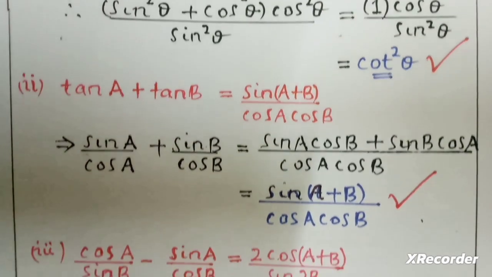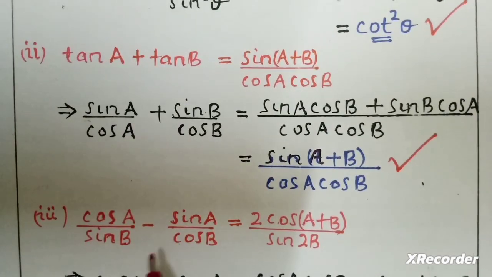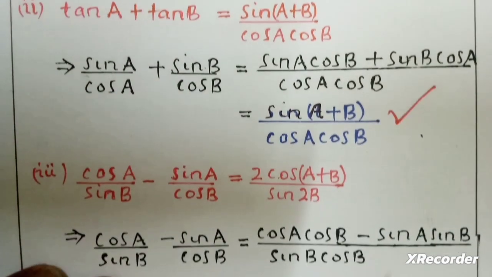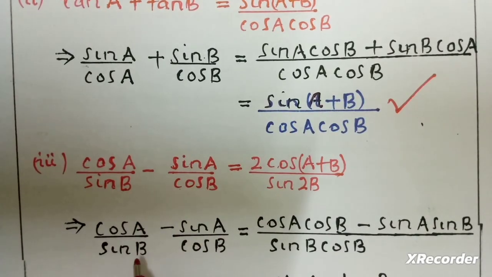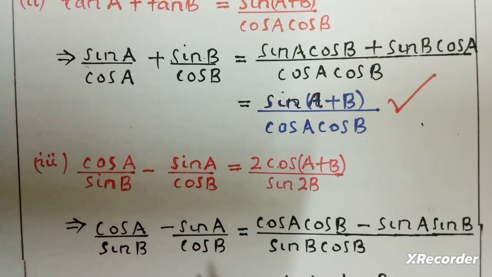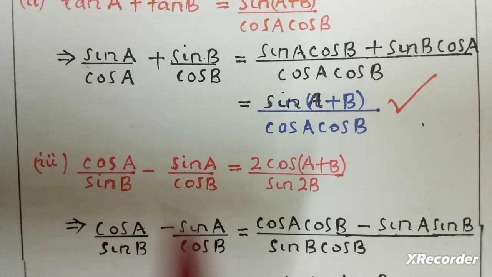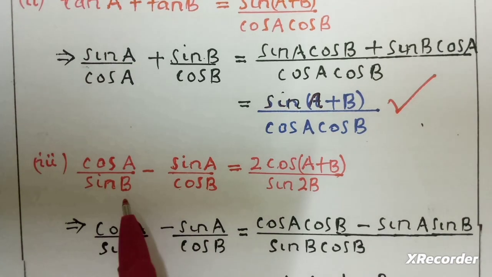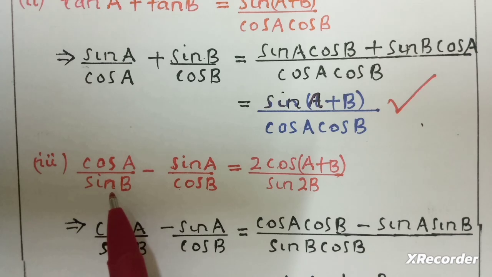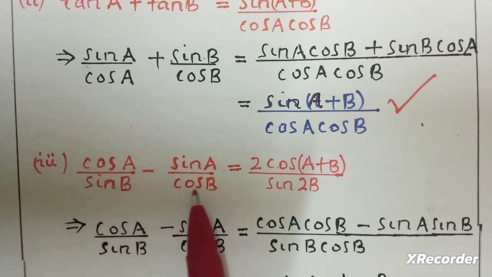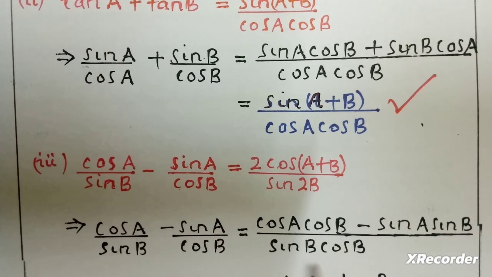We go to the third. We have cos A all over sine B minus sine A all over cos B, which gives us that. So let's see what we will do. The first thing, guys, is that we look for the LCM of cos A over sine B minus sine A over cos B. We work with it as a fraction, so we look for the LCM of that. The LCM of that is sine B cos B.